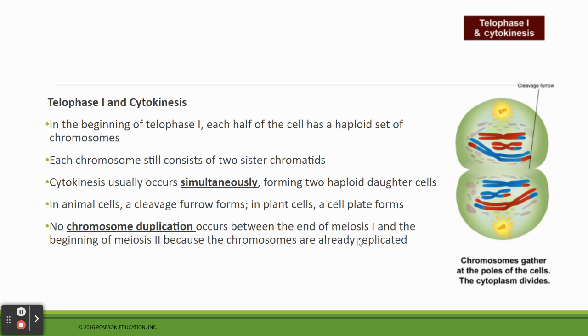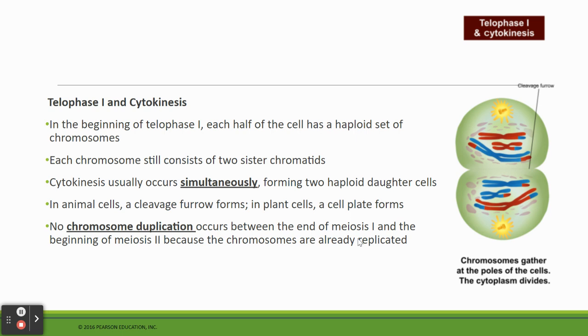All right, telophase 1 and cytokinesis. In the beginning of telophase 1, each half of that cell now has a haploid set of chromosomes. Each chromosome is still a set of chromatids, though, so we still have things stuck together. Cytokinesis, remember, begins at the start of anaphase, but it's still going on through telophase 1. It's going to form 2 haploid daughter cells because the cleavage furrow will form and split. And just remember, in plants, it's not a cleavage furrow, it's a cell plate.